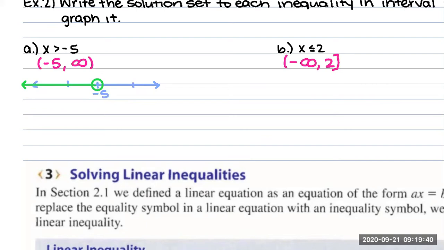Once again, on your number line, you're going to find that 2. You're going to have a closed circle on that 2 if you decide to do it this way, or you'd have a bracket on that 2. And then your line goes to the left because it goes to negative infinity.